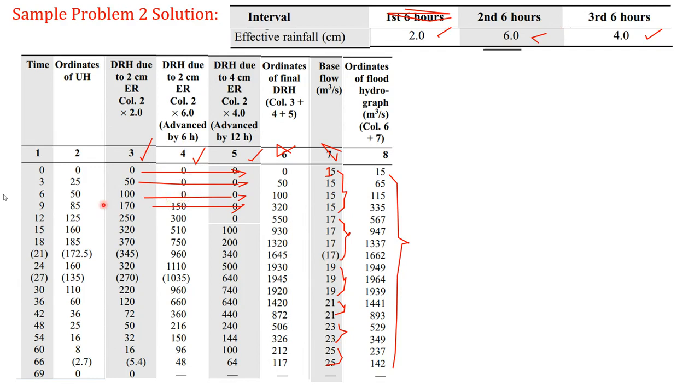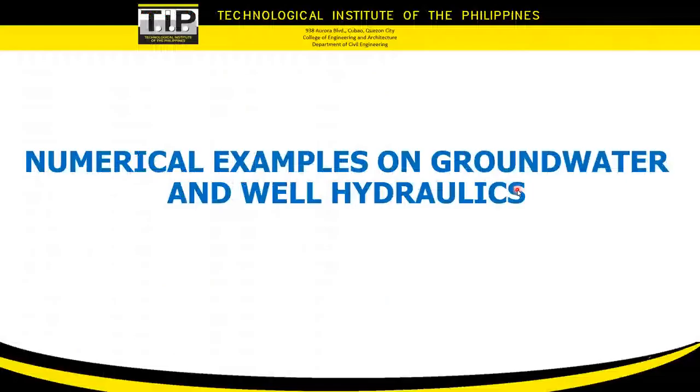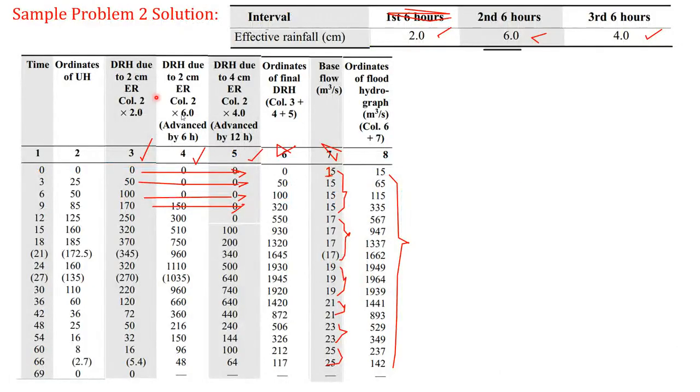And then after the 6th hour, saka tayo nag-multiply ng 6 effective rainfall. And then for the third 6 hours, so bale, that would be for the first 12 hours, 0, and then the rest, meron tayong value. And then, idagdag mo lang yung base flow kasi kasama yan sa computation ng hydrograph. The base flow plus the final DRH will get already the ordinates of the flood hydrograph.